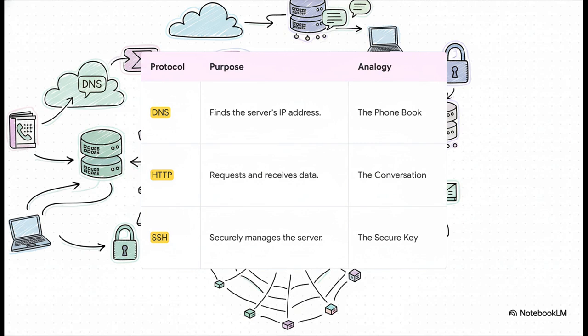So here's the entire trip in a nutshell. You've got DNS, the phone book, which finds the server's IP address. You've got HTTP, the conversation, which requests and receives the website data. And you've got SSH, the secure key, which lets developers manage the server. 3 distinct protocols, and each one plays an absolutely critical role.